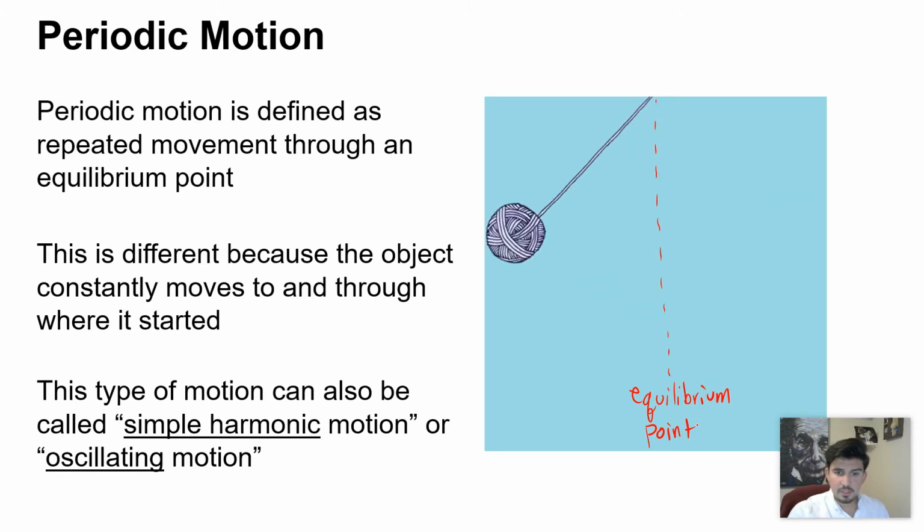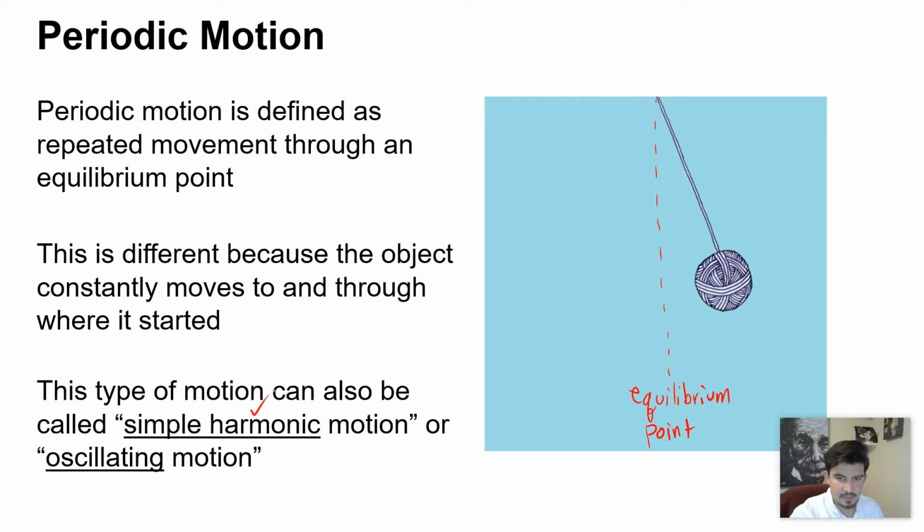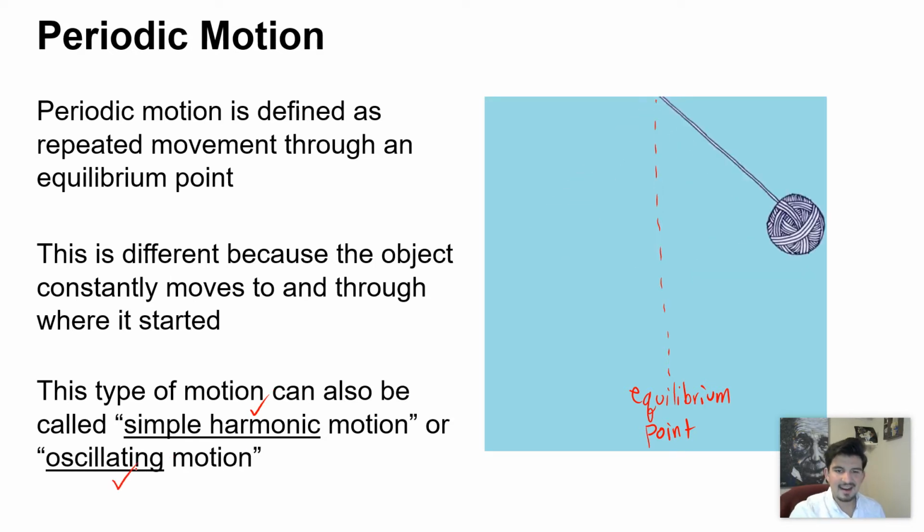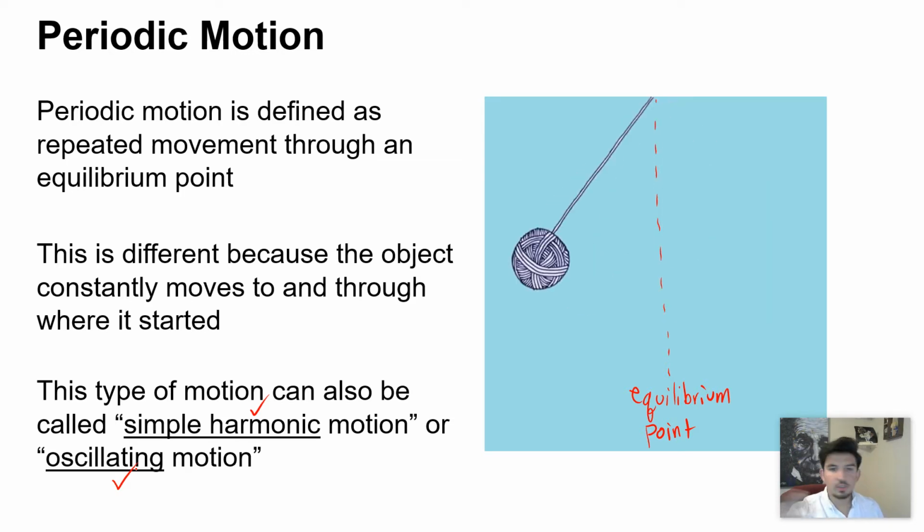Now, one thing I want to be sure that you hear early on is you'll hear this motion referred to as simple harmonic motion, hence the meme at the beginning of class. Or you may also hear it referred to as oscillating motion, okay? And oscillations are just kind of vibrations back and forth. And so if you hear simple harmonic, oscillating, periodic motion, all of those mean the exact same thing.